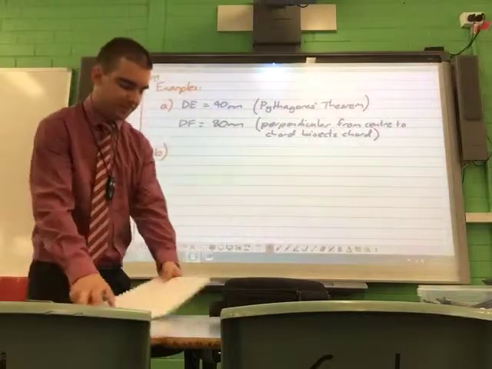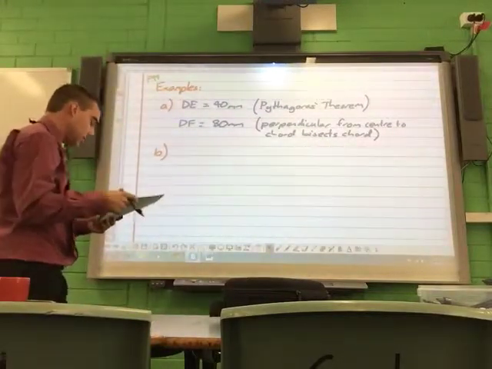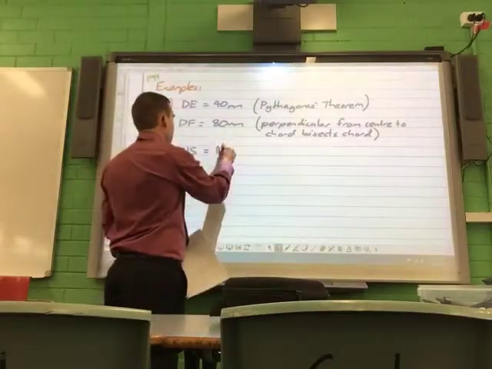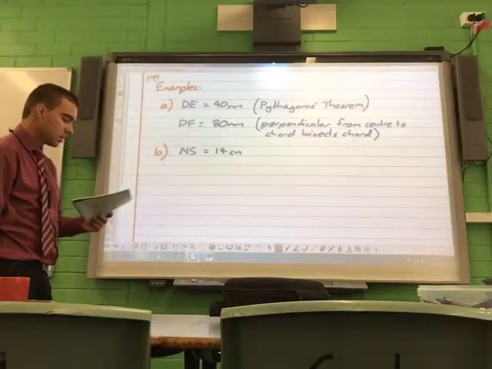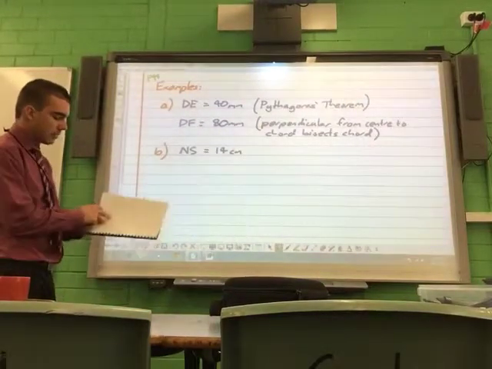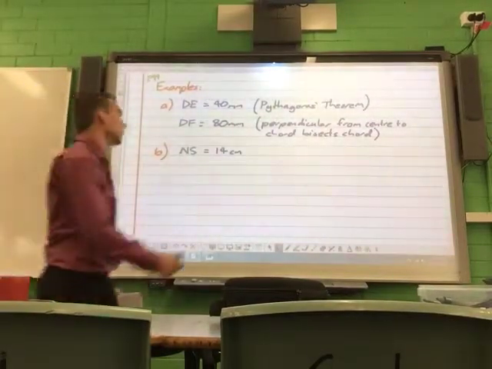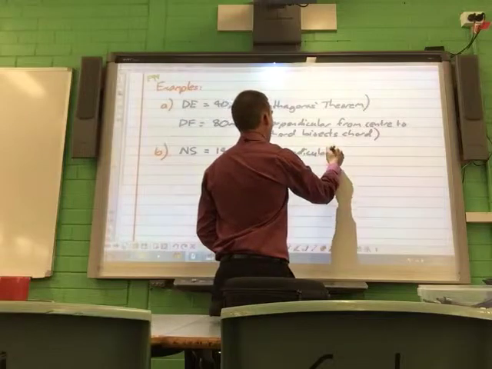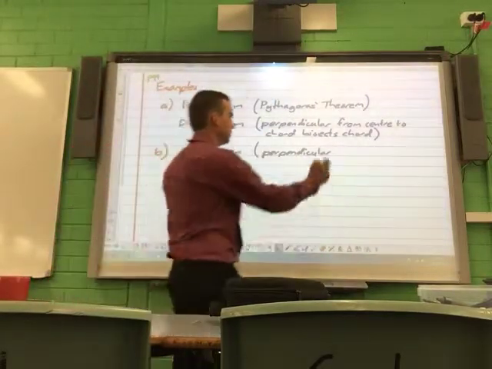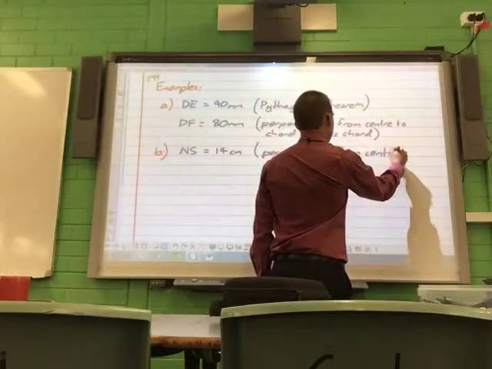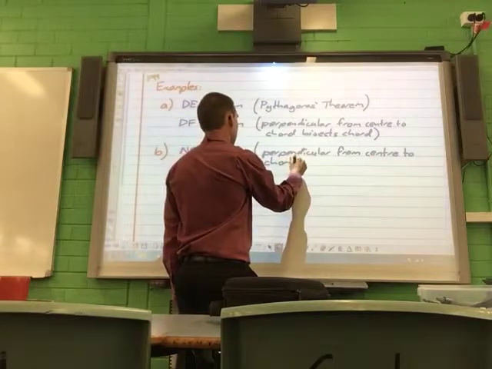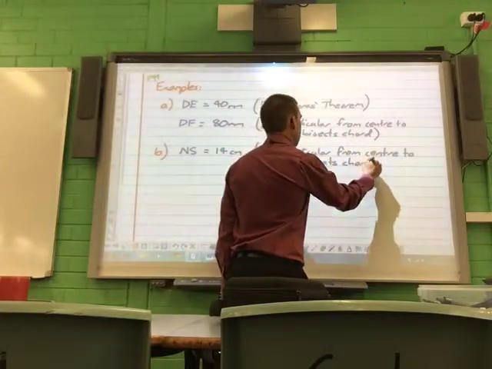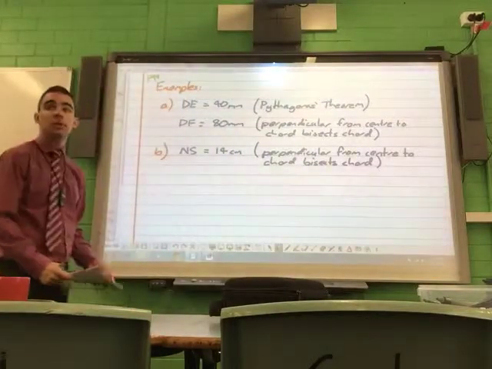Alright, how do we answer it though? I would suggest you do something along the lines of this. So NS is equal to 14 centimetres. Okay, so I'm going to state the length of the whole chord, and then I'm going to state the length of the other chord. Same reason as above. You can't just state "as above" because you're doing a new question. Essentially the chord bisects. Okay, bisect means cuts in half.